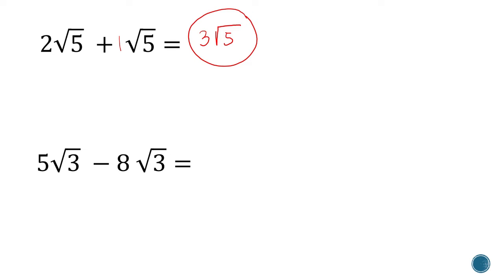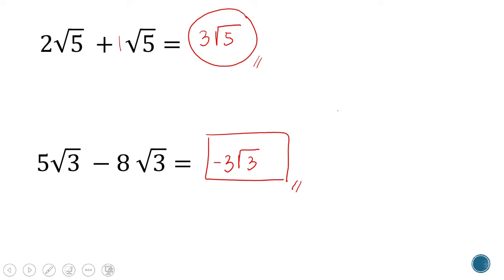For the second example, 5 square root of 3 minus 8 square root of 3. We can perform the operation because now we can see here that the radicands are the same and the indices are the same. So this is just negative 3 square root of 3. So we perform the operation on the coefficients and just simply copy the radicands. Let's go to the third example.